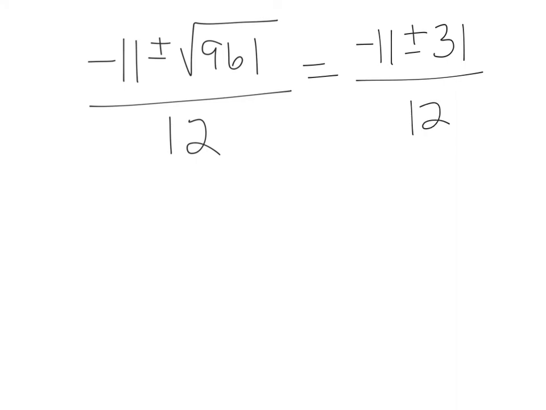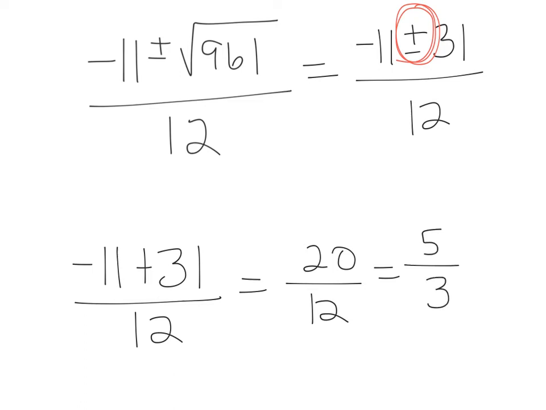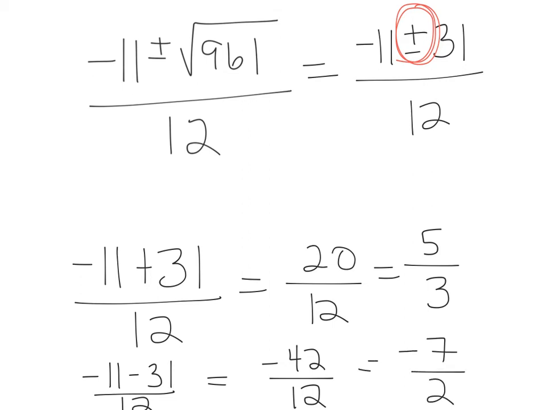This plus or minus sign means there are two things we have to do. The first thing is to add 31 and simplify that. That gives us 20 over 12, which can be reduced, both divisible by 4, to 5/3. The second thing we have to do is subtract it. That gives us negative 42 over 12. Those are both divisible by 6, so that's negative 7 halves.